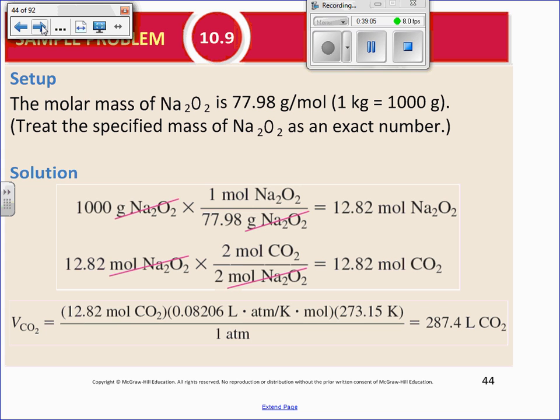Or conversely, it'll tell us, if I want to recycle that CO2, especially on the spacecraft, think of Apollo 13, I need 77.98, I need 1,000 grams of sodium peroxide.